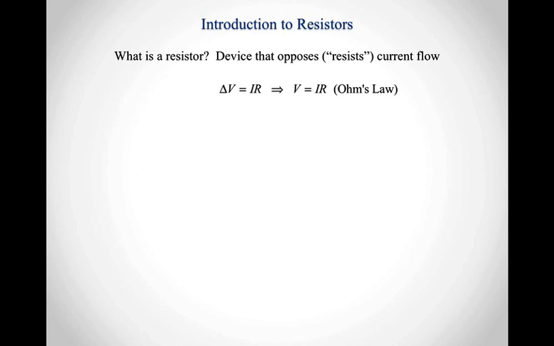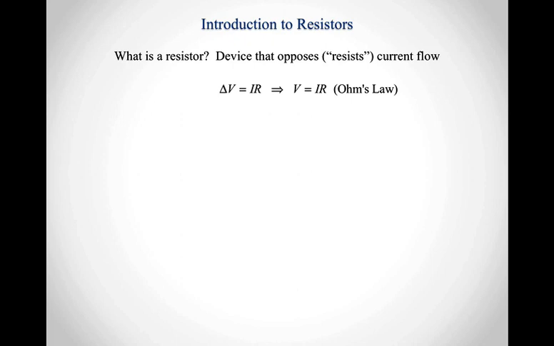Fundamentally, a resistor in a circuit is a device that opposes or resists current flow. And the equation that we use to keep track of how effectively a resistor resists the flow of current across it is Ohm's law. You can see here, whether we choose to write the voltage drop across the resistor as delta V or just write it as V, those symbols are being used identically.